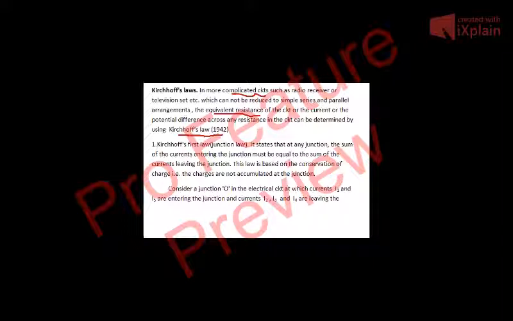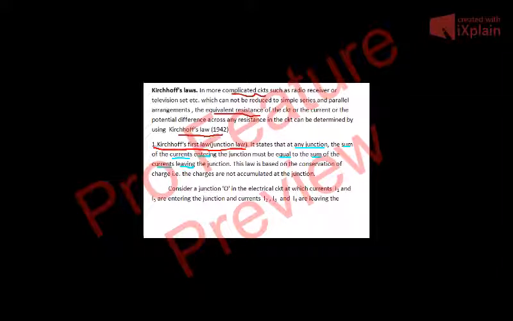The first law is known as Kirchhoff's junction law, and the second law is known as Kirchhoff's loop law or loop rule. Now, what is the junction law? It states that at any junction, the sum of the currents entering the junction must be equal to the sum of the currents leaving the junction. This law is based on the conservation of charge. That is, the charges are not accumulated at the junction.